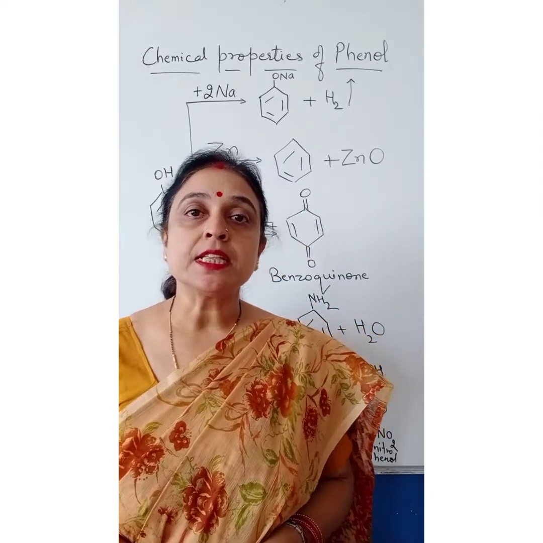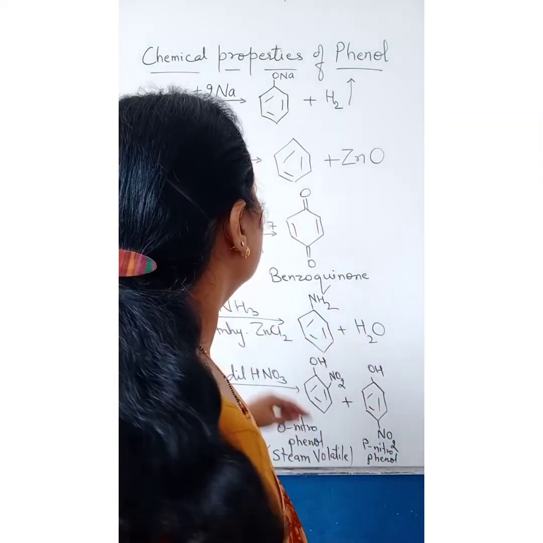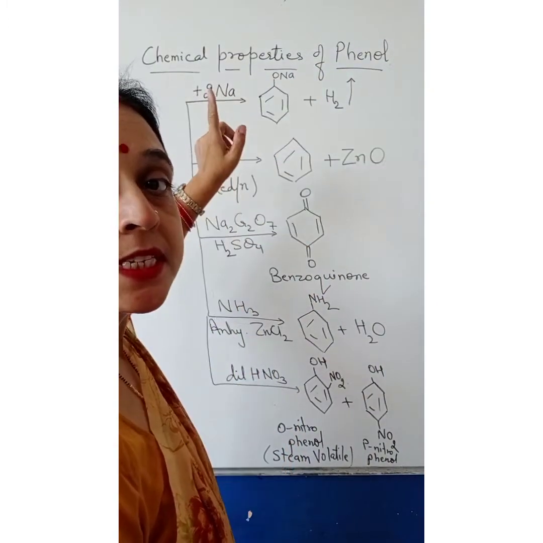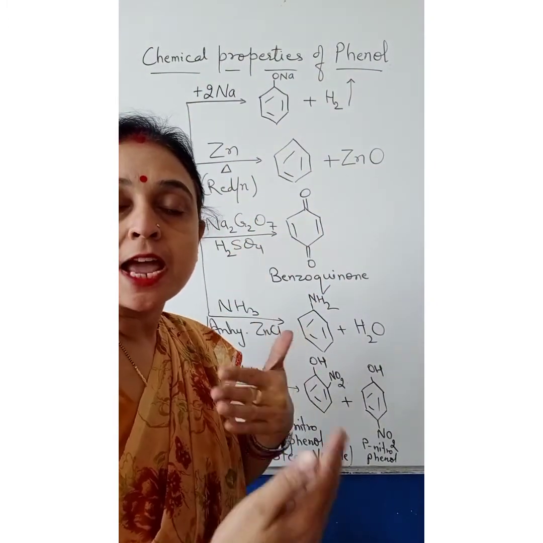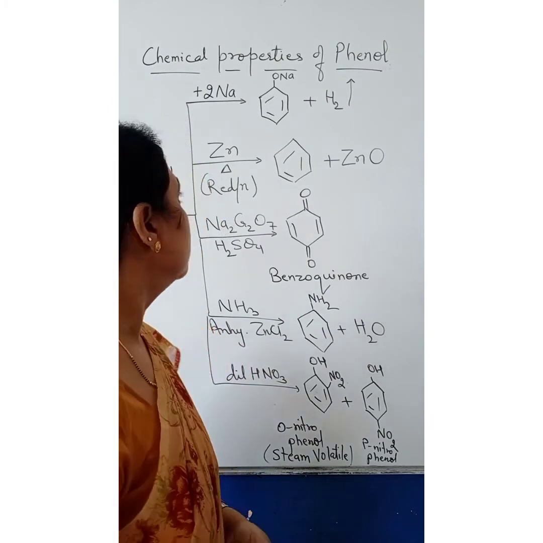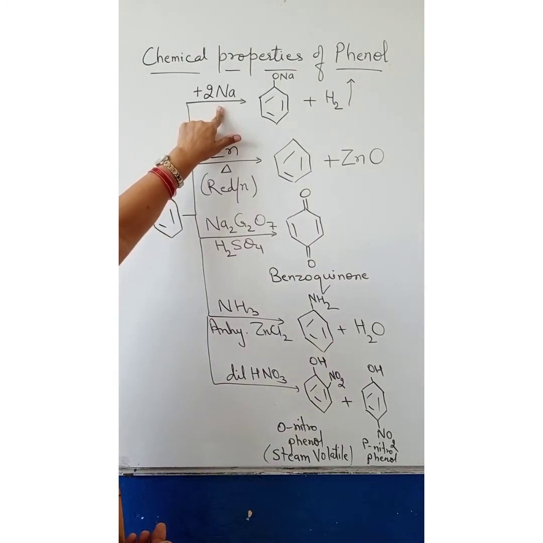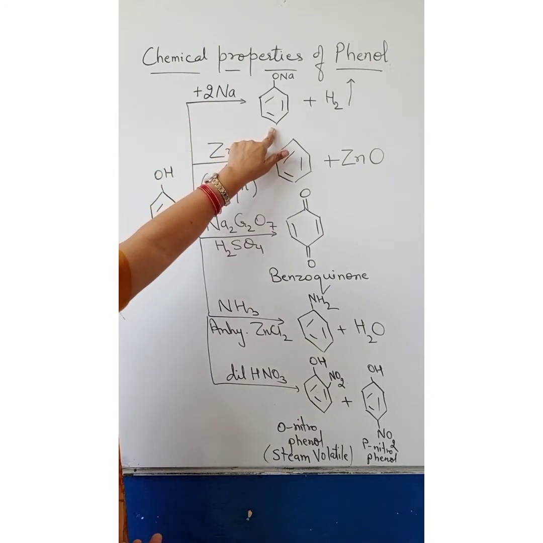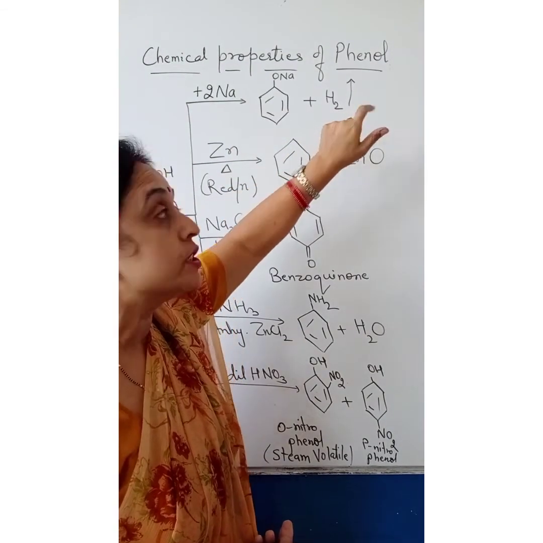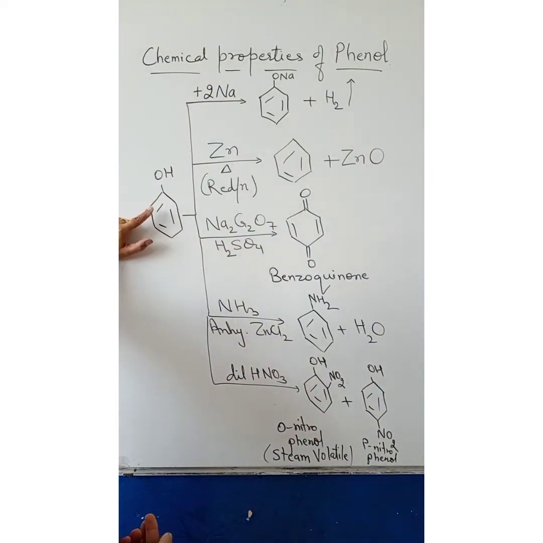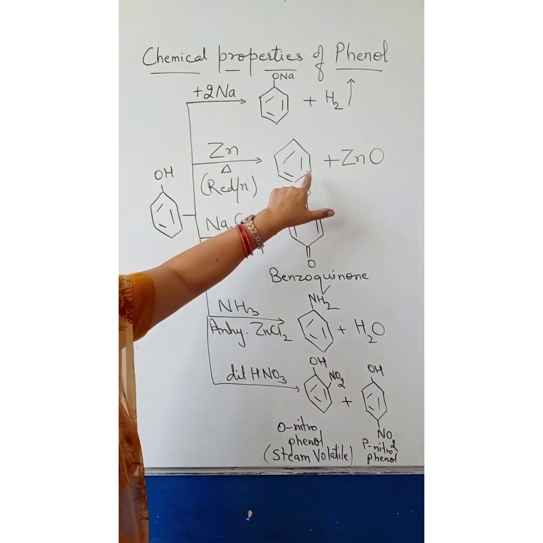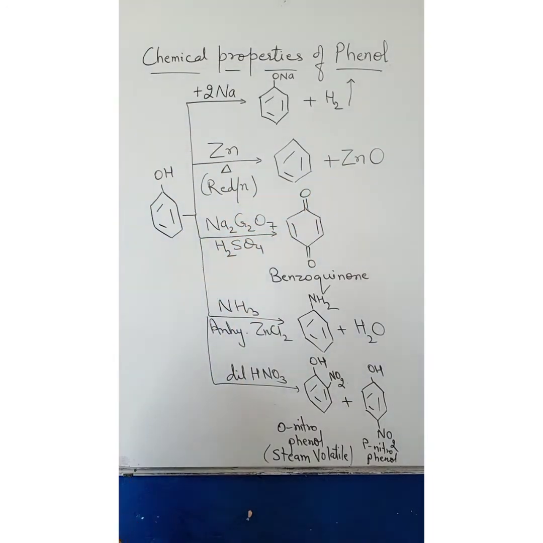We will be discussing the chemical properties of phenol. Phenol also possesses an OH group, so most of its reactions are similar to those of alcohol. Let us see some of the chemical reactions of phenol. Phenol, when treated with sodium metal, forms the sodium salt of phenol, that is sodium phenoxide, with the liberation of hydrogen gas. Phenol undergoes reduction when heated with zinc metal to form benzene plus ZnO.